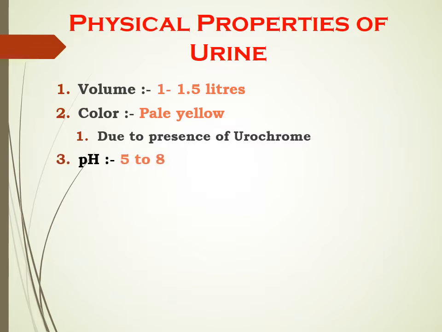Correct? Next is pH. The pH of the urine varies from 5 to 8 depending on what type of diet we are consuming. If we consume too much protein, since it contains amino acids, the pH will be towards 5. And if you consume green leafy vegetables, since they contain more salt, the pH will go towards 8. But the average pH of the urine is always towards 6. That's why we say that urine is acidic in nature.